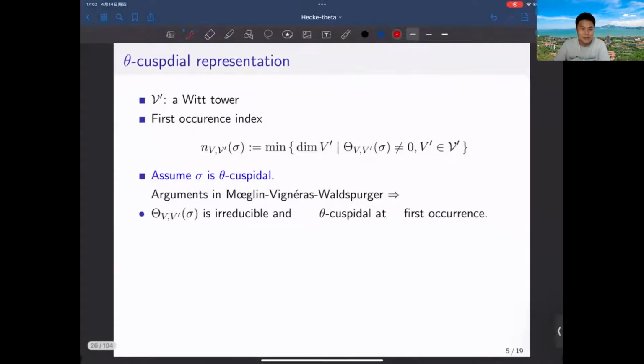Then you will see that the big theta lift of sigma, if sigma is theta cuspidal, is always irreducible and theta cuspidal with respect to V prime at the first occurrence. And this is irreducible and non-theta cuspidal after the first occurrence. This is exactly the same as the claim for the cuspidal representation if you look at the MVW book.